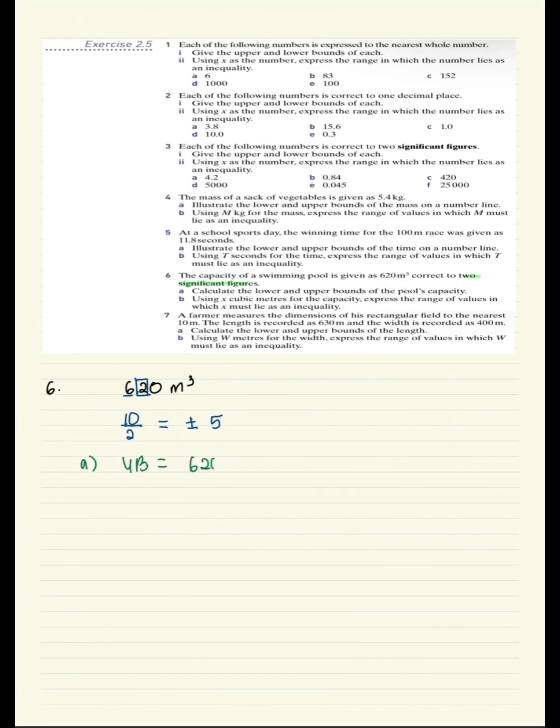To find the upper bound, I'm going to take 620 plus 5, and that would give me 625 meter cube. To find the lower bound, I'm going to take 620 minus 5, which would give me 615 meter cube. Now to express the range, X is more than or equivalent to 615 meter cube and less than 625 meter cube.